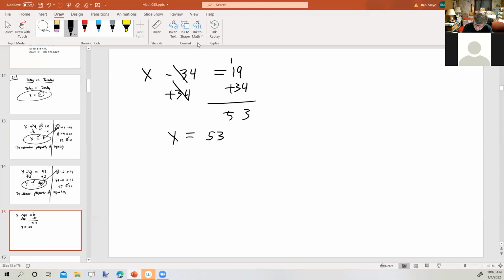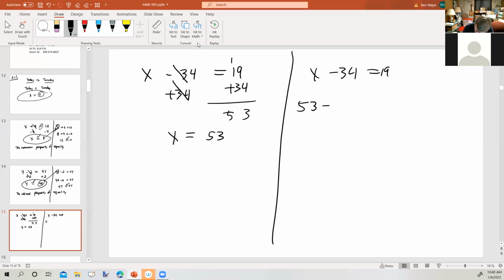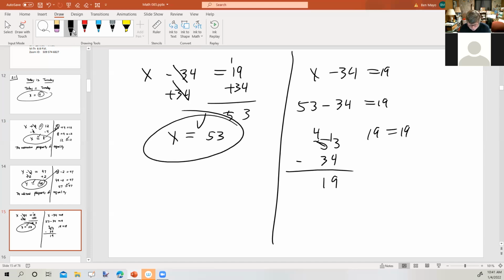Let's check our work. x minus 34 equals 19. If x is 53, 53 minus 34 equals 19. Let's get those lined up a little bit better. So we're going to borrow, carry. 13 minus 4 is 9. 4 minus 3 is 1. So we get 19 equals 19. Our solution checks. Okay.